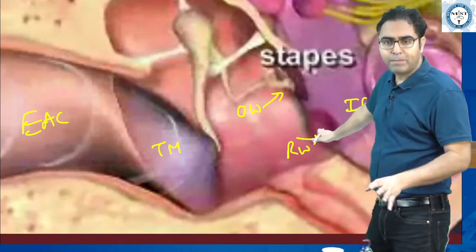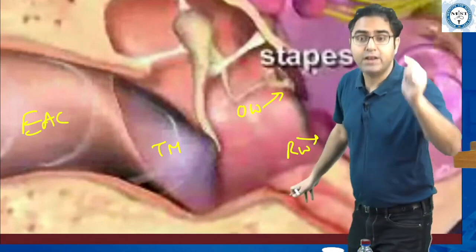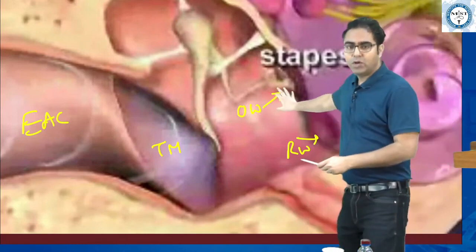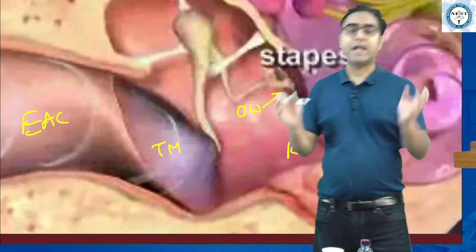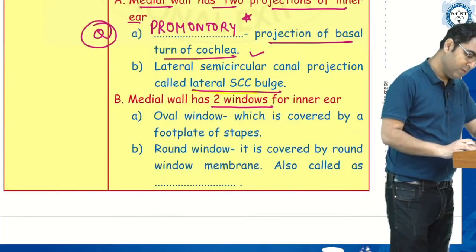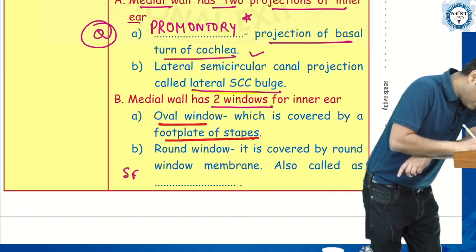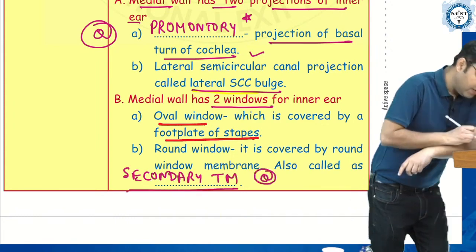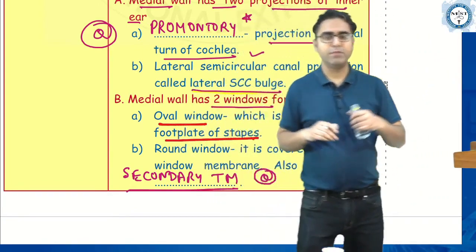Round window has nothing but a membrane called the round window membrane, also called the secondary tympanic membrane. Oval window is covered by the foot plate of stapes. Round window is covered by the round window membrane, also called the secondary tympanic membrane. Secondary tympanic membrane is a multiple choice question. Write down: secondary tympanic membrane is the other name of the round window membrane.